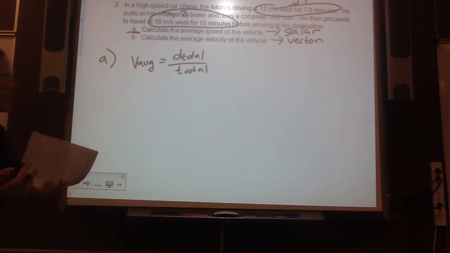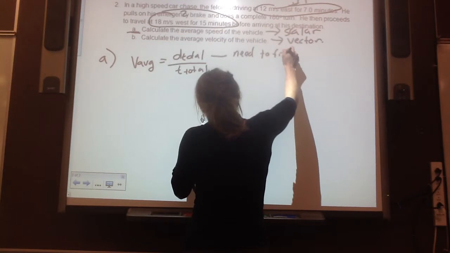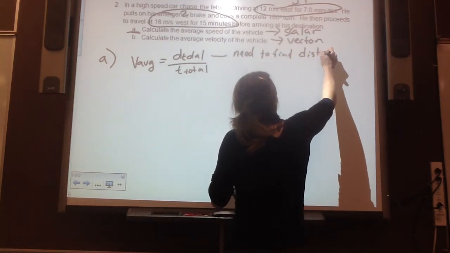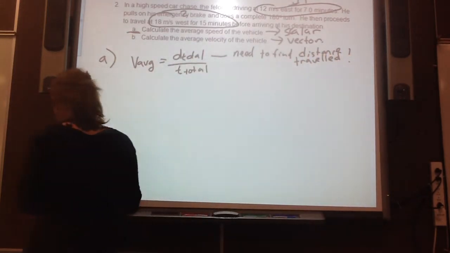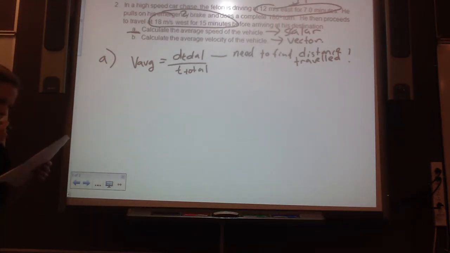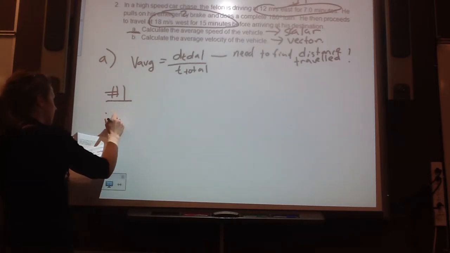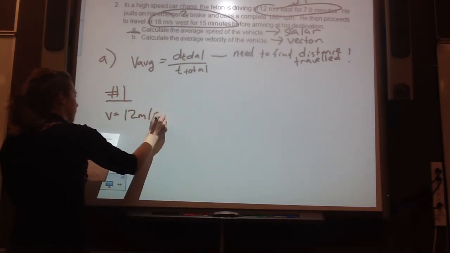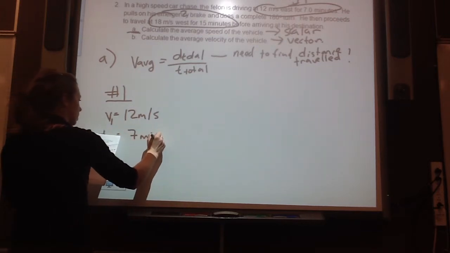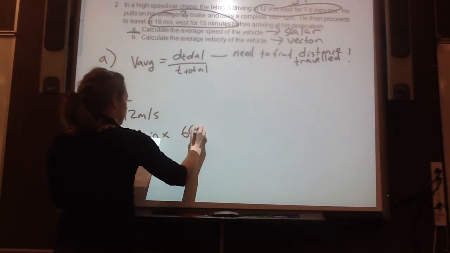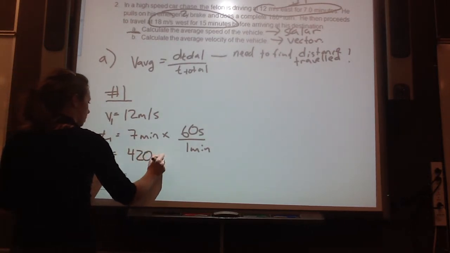Now, in my question, I have not been given my distance. So I need to find distance traveled in order to complete this. So for my number 1 situation, my V is equal to 12 meters per second. So I'm just gonna say that's V1. T1 equals 7 minutes. That doesn't work, so I know I need to change that into seconds. So my T1 is really 420 seconds.